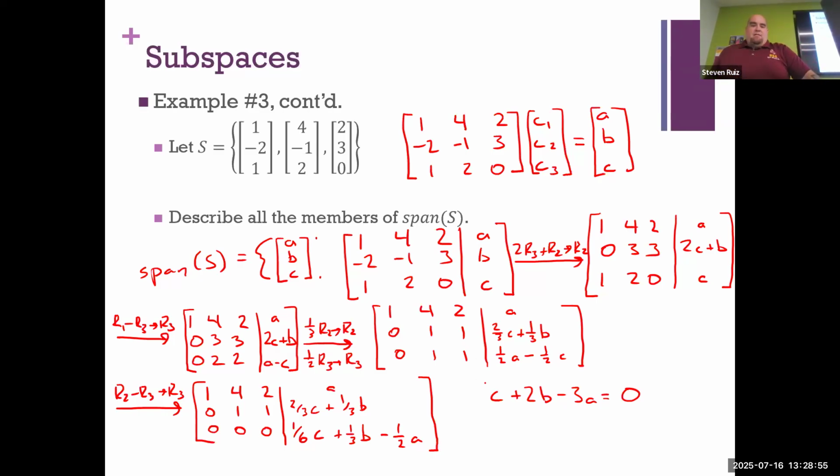So I think as long as A, B, and C fit this, we're going to be okay. Because if it is, then the bottom row of this matrix is just all zeros, right? Which means I have infinitely many solutions. I want some solutions. Any questions? All right.